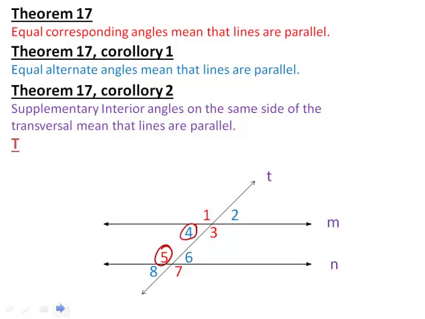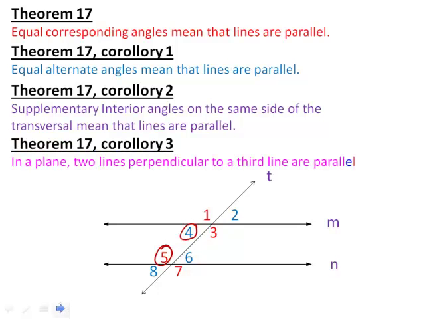And then there's one more corollary here. It says in a plane, 2 lines perpendicular to a third line are parallel. So let's say I have this figure, and let's say I know this about this figure. This transversal is perpendicular to both of the lines. If that is the case, then I know that these 2 lines are parallel to each other, according to Theorem 17, Corollary 3.